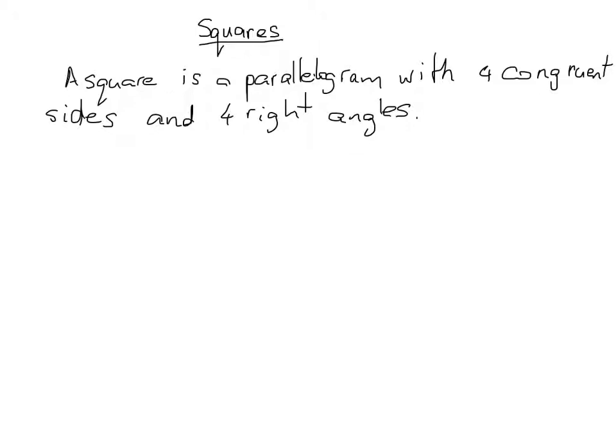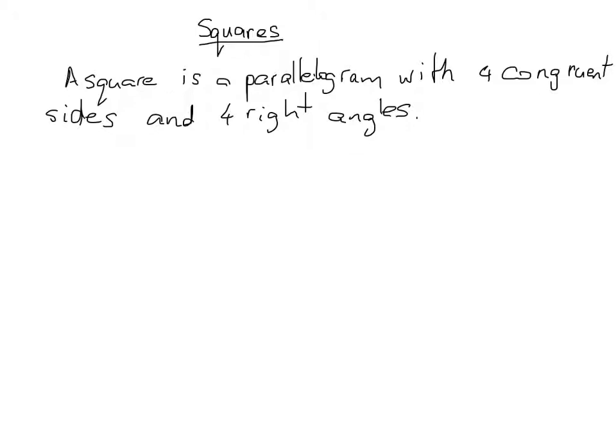You may recall that a shape with 4 congruent sides is a rhombus. Well, is a square a rhombus? Yes. But is a rhombus a square? Sometimes, not necessarily. So a square is a specific type of rhombus. You may also remember that a figure with 4 right angles is a rectangle.